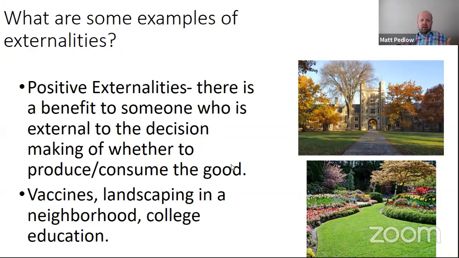So positive externality, when there's a benefit to someone who is external, hence the term, it's an externality. So it's a benefit to someone who is external to the decision-making of whether to produce or consume the good. And boy, oh boy, what a time to be talking about positive externalities when the first example that I have up there are vaccines. This is the classic example. You open any college econ textbook out there, and you flip open the positive externality, the first thing they're going to talk about is vaccinations.